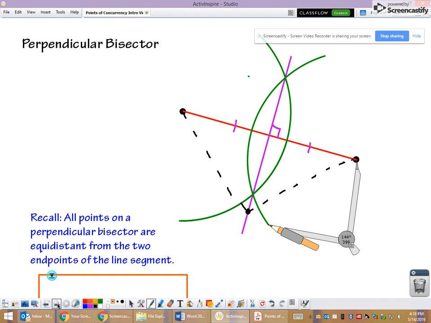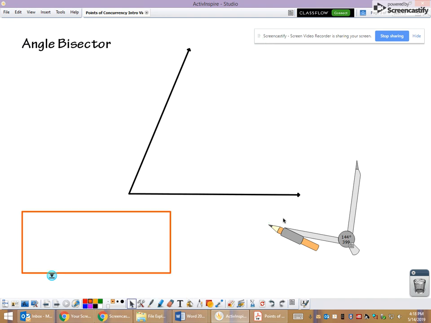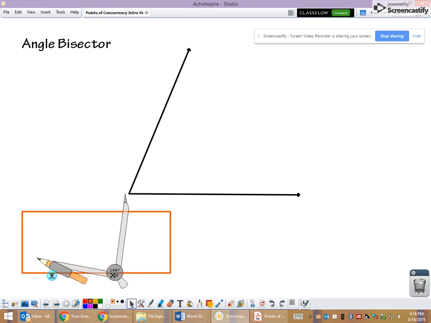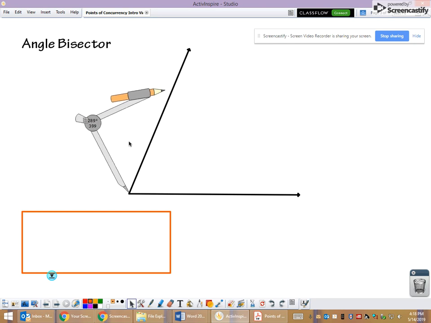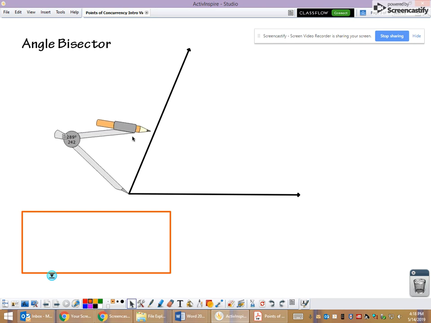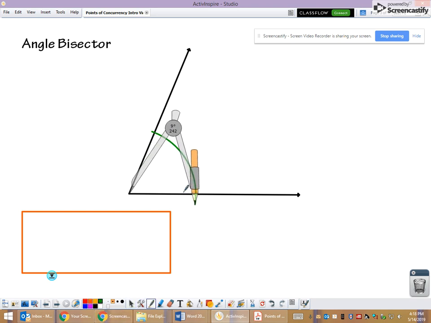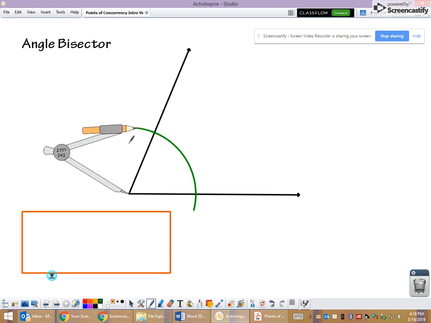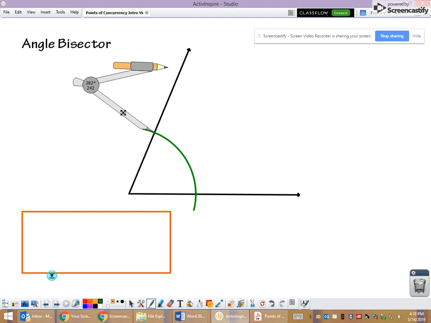All right, the second one I want to review is an angle bisector. And so I have an angle here, and I want to bisect this angle. So I'm going to first put the compass on the vertex of the angle and draw an arc. Does not matter where this arc gets drawn. It just has to go through both legs of the angle. And then I'm going to keep my compass the same. You don't actually have to, but easier that way.